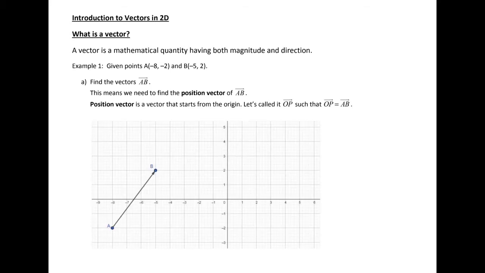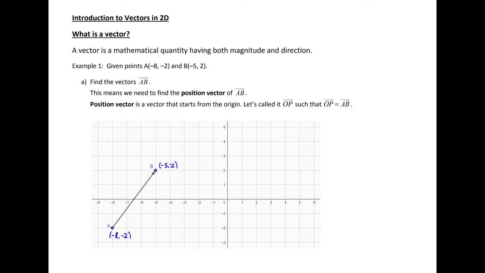Let's do a diagram first. We put the points A and B on the Cartesian plane, and we draw a line segment from A to B because we're finding the vector AB. And we put the arrow on point B, which indicates this is the head of the vector.